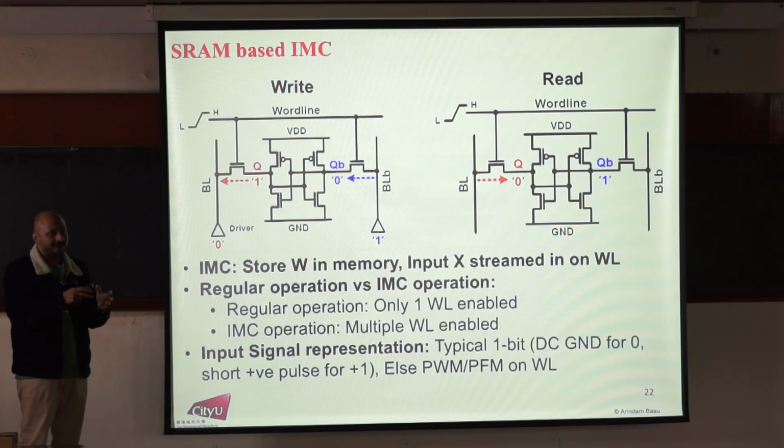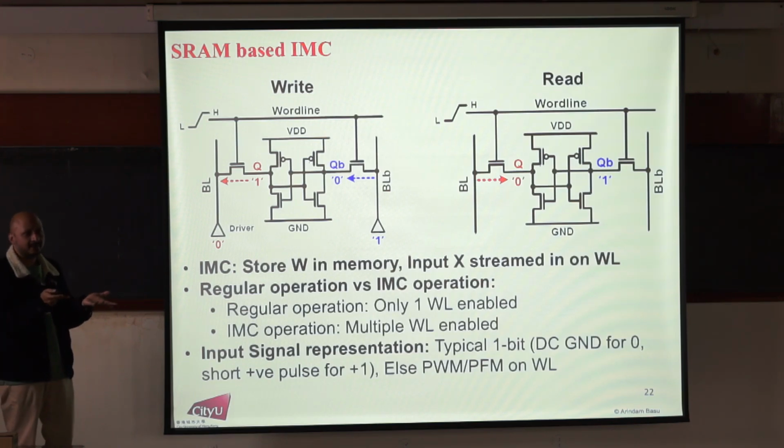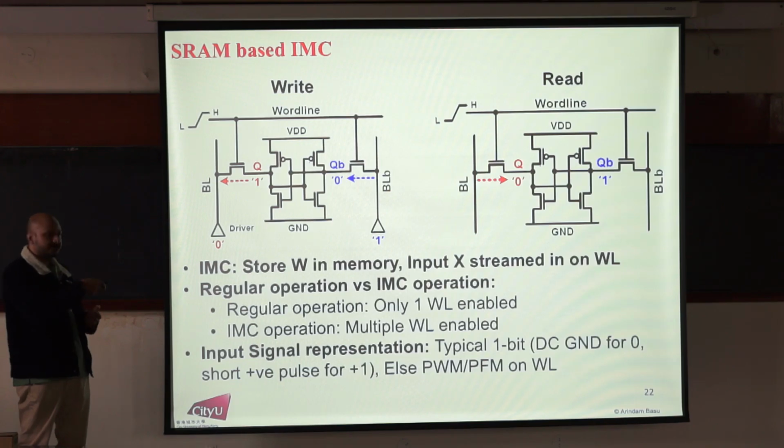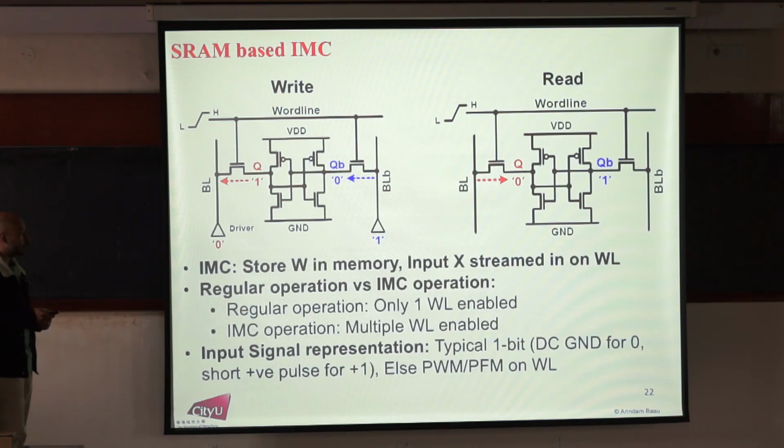And generally you have something called a sense amplifier, which is like a comparator down below here that senses the difference between these two voltages and tells you whether the cell was storing a 0 or a 1. Okay, that's basically how SRAM operates. Now, what's the difference in regular SRAM operation versus in-memory computing?